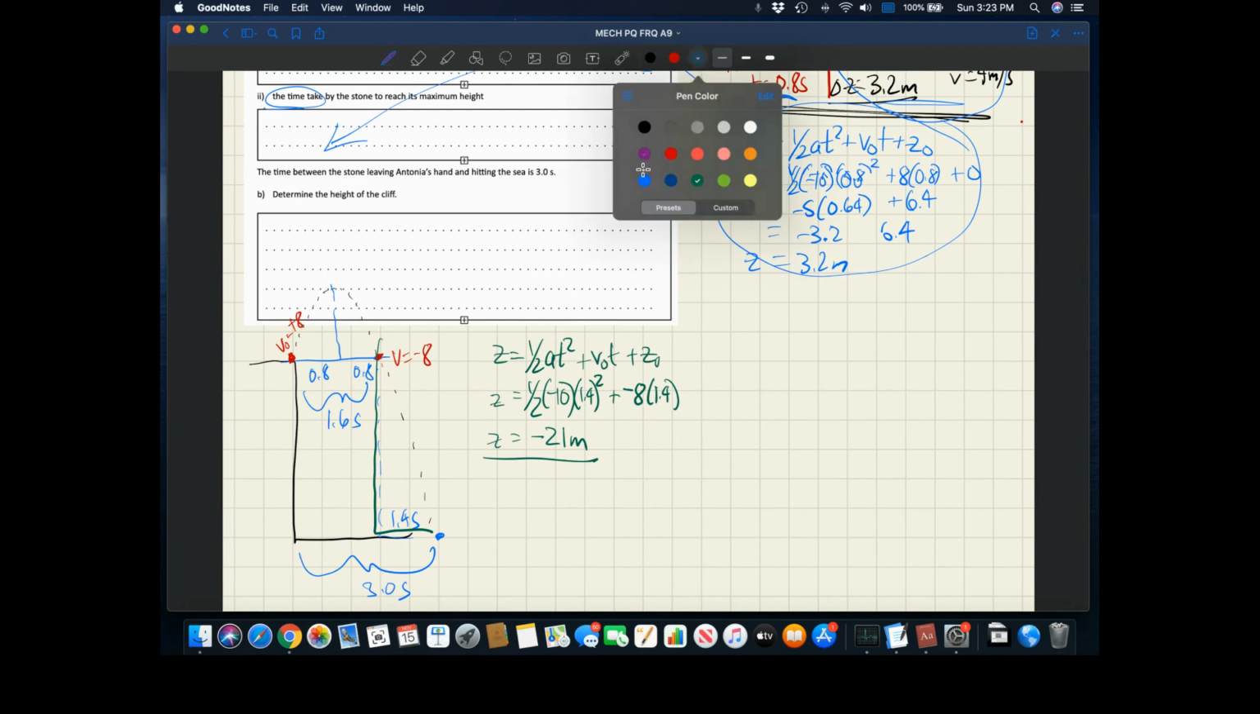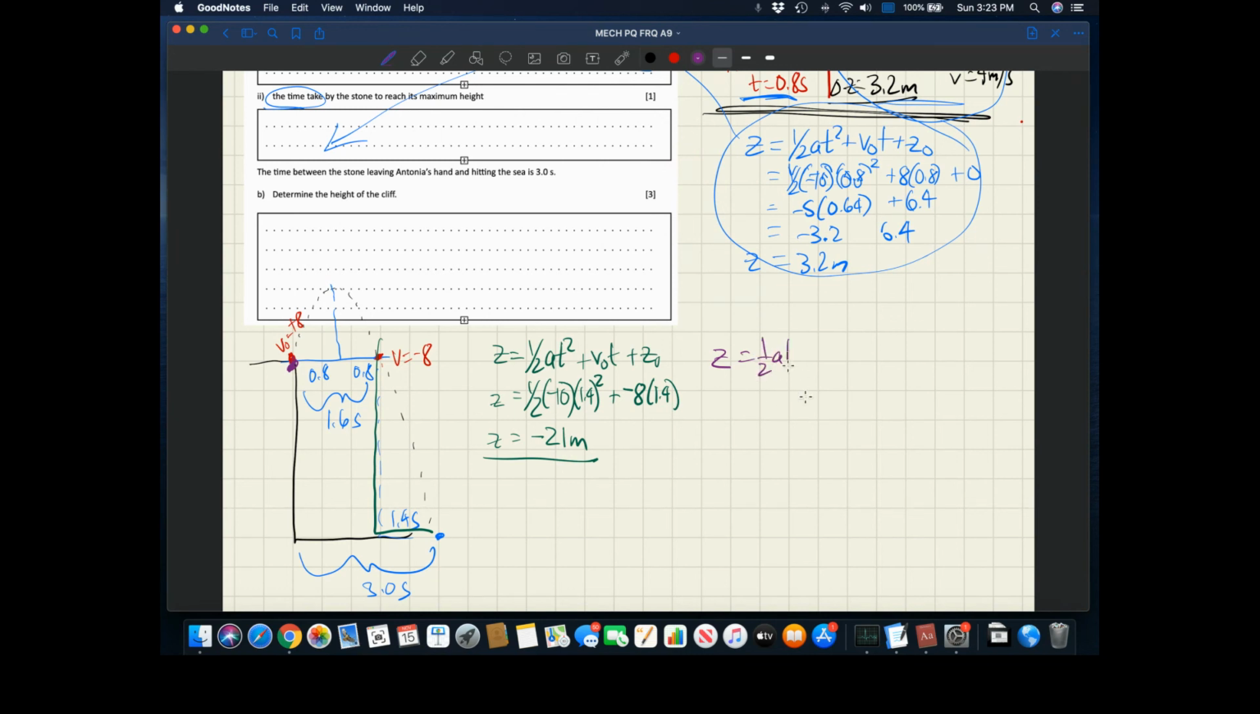Now, had we done this differently, had we started from the very beginning back here, z equals 1/2 at squared plus v0t plus z0, well, the acceleration is minus 10. The total time is 3. The initial velocity is 8. Time is 3, and the z0 is 0. So z is minus 5 times 9 plus 24. So this is minus 45 plus 24, and you can see is minus 21.